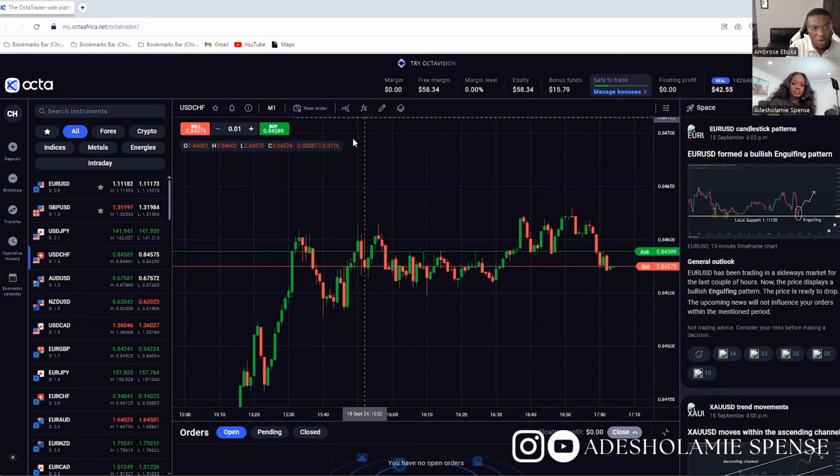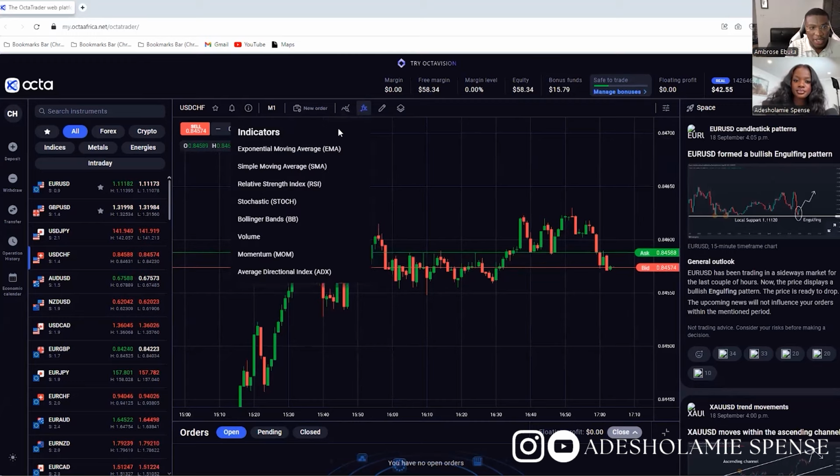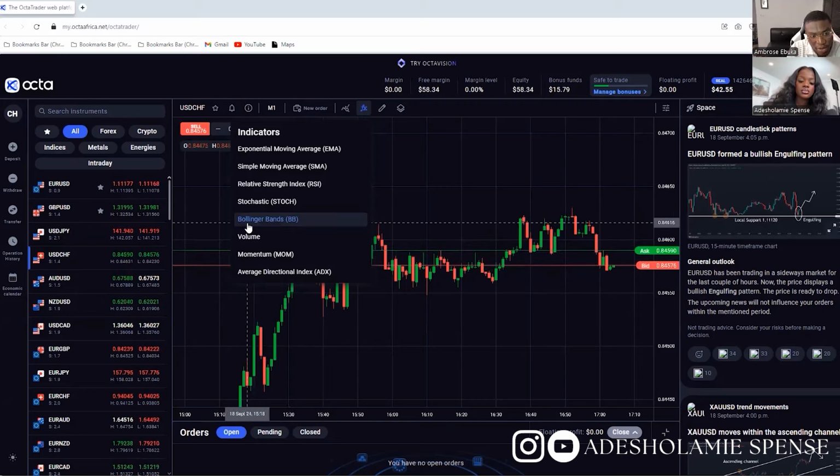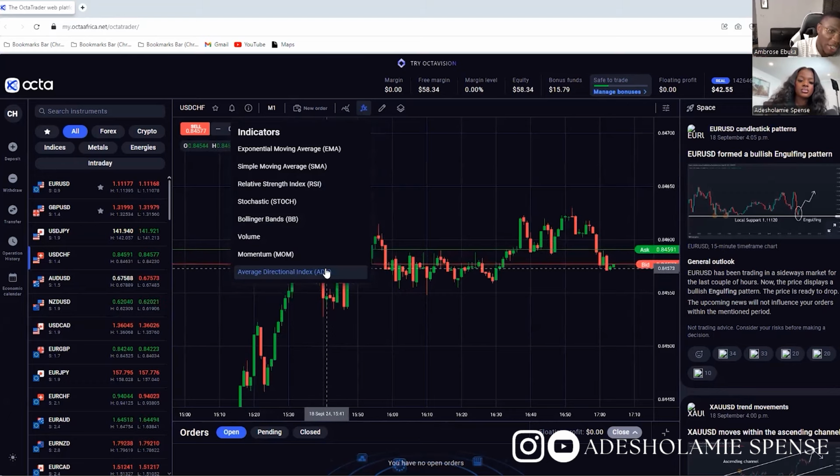Now, let me show you where to get the indicator. Up here, you'd see FX. Can you see FX? Can you see it? I can. So when you click on FX, you see that we have quite a number of indicators here. We have the moving average, simple moving average, relative strength index, stochastic indicator, Bollinger Bands, volume, momentum, and the ADX, which is the average directional index.